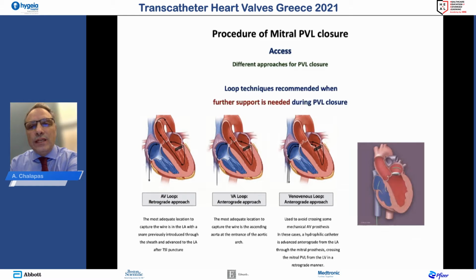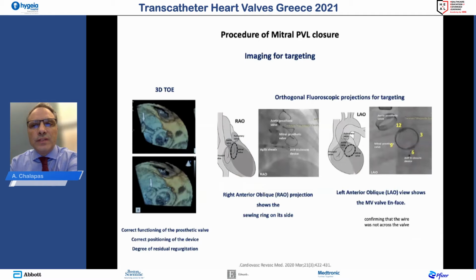When we need further support, we can use loop techniques in order to increase our support during the procedure. And of course, imaging is very important, with 3D transesophageal echocardiography giving us information regarding the correct position of the defect, the correct function of the prosthetic valve during the implantation and after its release, and of course the degree of the residual PVL.